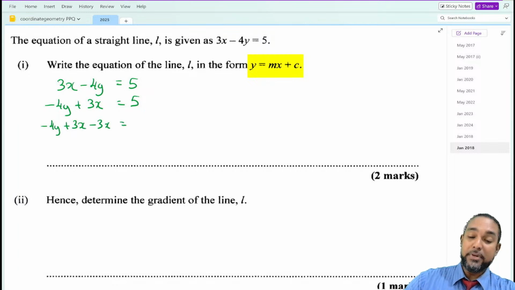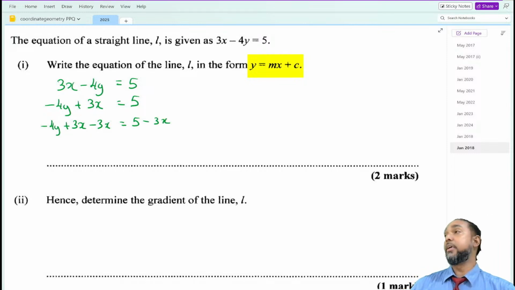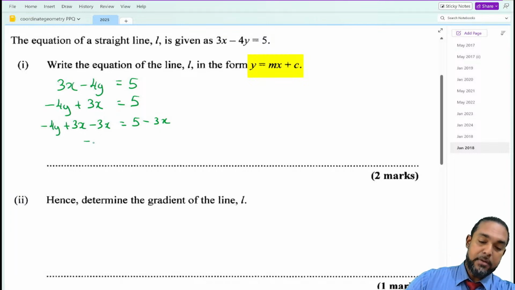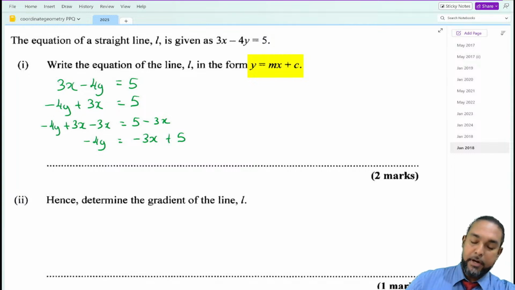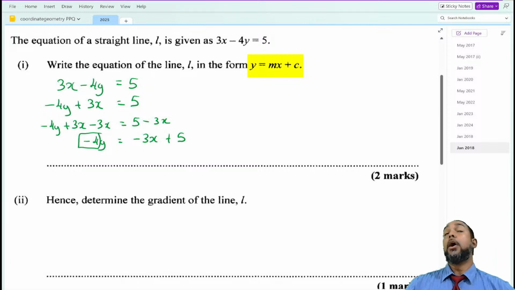So what we'll do to quote-unquote get rid of the 3x on the left-hand side is to subtract it. And whatever happens on one side of an equation must also happen on the other side. Now here, if you have 3x minus 3x, what do we get? We get 0, leaving us with just the minus 4y on this side. Now on this other side, you could rearrange this to do minus 3x plus 5, sort of like how we did this. Now, the last thing attached to the y is the minus 4. How is the minus 4 attached to the y?